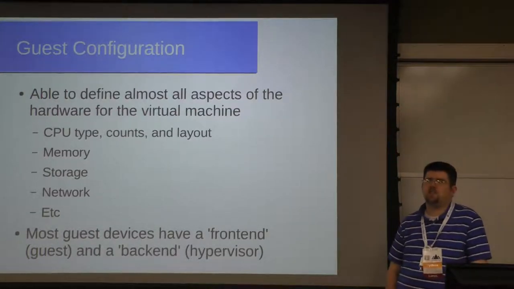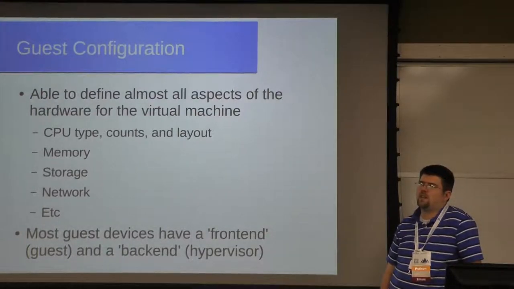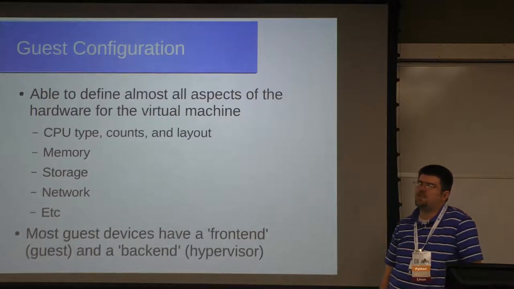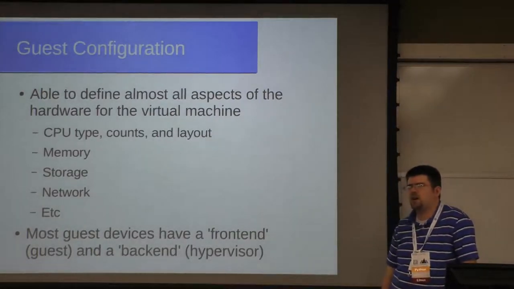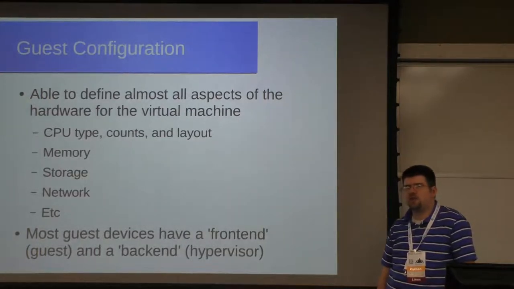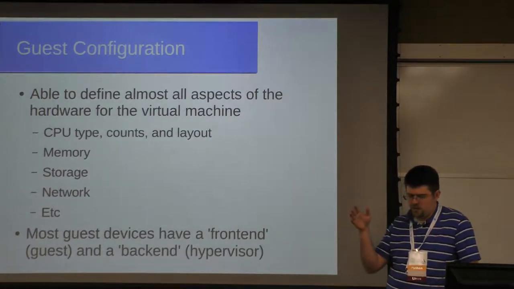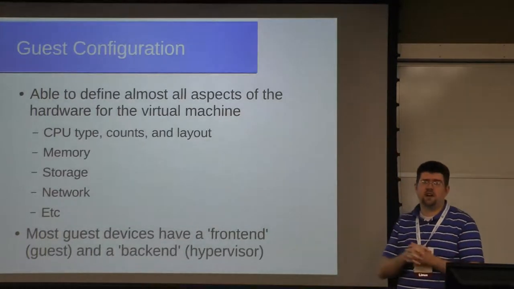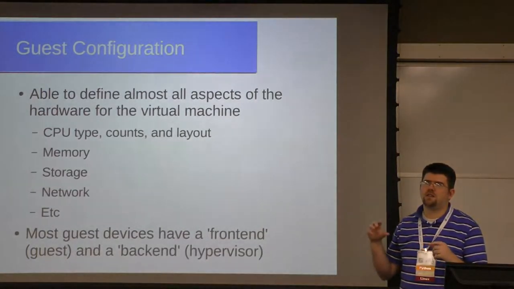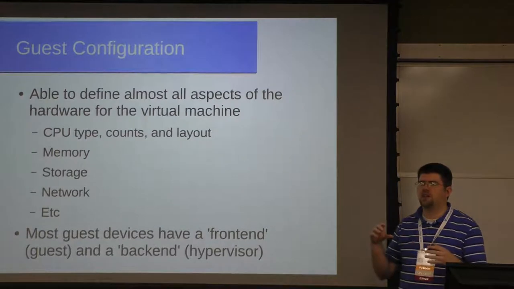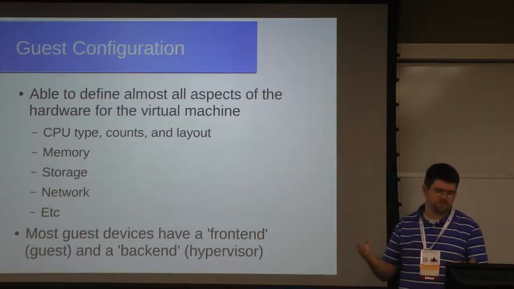On a lot of the devices, you'll have what I call a front end and a back end. This is something I am kind of taking from the Xen world. I don't really see any documentation where in QEMU it's referred to as a front end or back end. But the front end is going to be what the guest sees, the virtual device for the guest. The back end is going to be how the hypervisor, or how QEMU, is actually realizing that functionality.